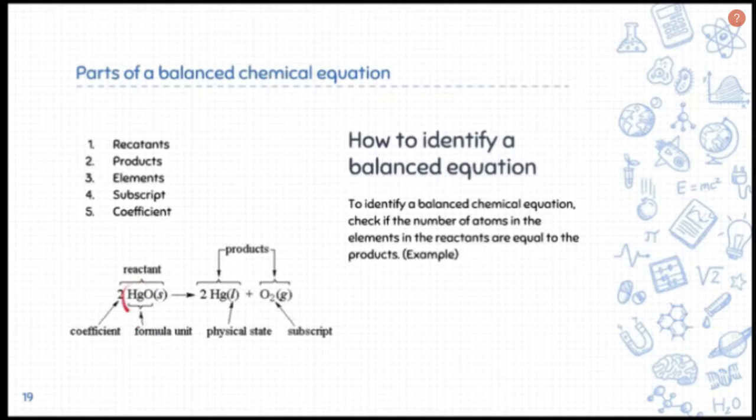The element or the compound is just called the formula unit. The whole number that comes in front of the formula unit is the coefficient. And the small number that comes after the element is called the subscript. It cannot ever be changed, because it will change the whole formation of the equation. To identify a balanced chemical equation, check if the number of atoms of the elements in the reactants are equal to the product.